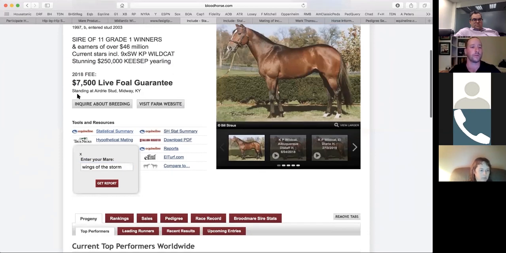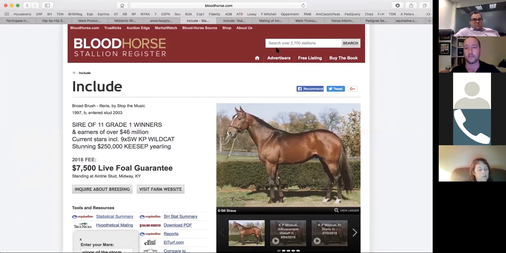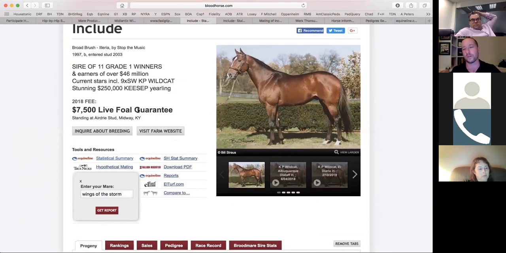All right, so if we look up Include here, this is the Blood-Horse Stallion Register online. You can search every stallion that's in that book. You can search for them here online. Pulled up Include, lots of information here. The important thing to keep in mind, this page is an advertising tool for the stallion owner. So it puts everything in the best possible light and doesn't necessarily give all of the information in the order that you would be interested in it as a mare owner.